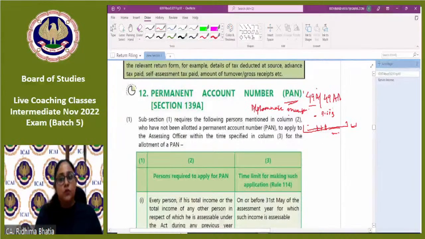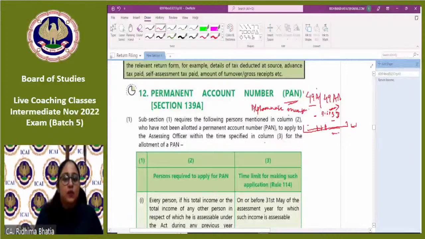The fourth would identify whether you are an individual, a company, or an HUF. If P is written, it's an individual. If H is written, it's for HUF. If C is written, it's for company. The fifth alphabet would be the first letter of your surname in case of an individual.